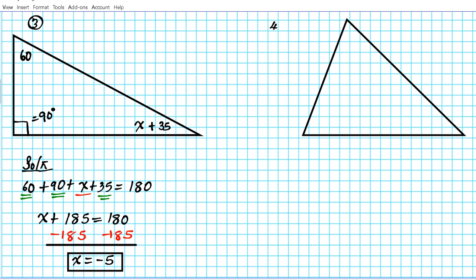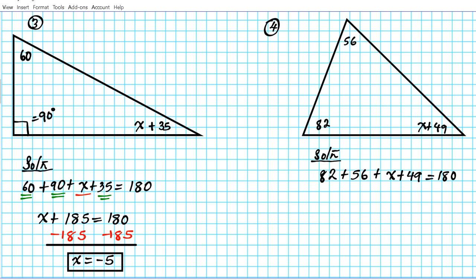All right, one more, number 4. Let's say we have, this is 82 degrees, this is 56, and this is x plus 49. Let's go ahead and solve this for x. So using the Triangle Sum Theorem, we have 82 plus 56 plus x plus the quantity x plus 49 equals 180. All right, we're going to combine like terms, all right?